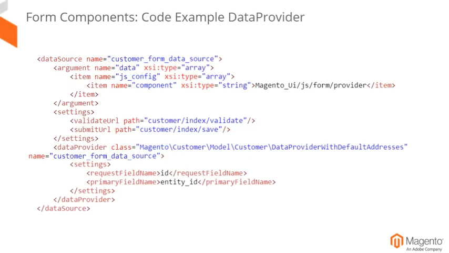Here is an example of a data provider definition for a customer form. Data source and data provider provide structure for a form, like a grid. Form uses another class for data provider, Magento_Ui/js/form/provider, and usually another PHP class for providing data.